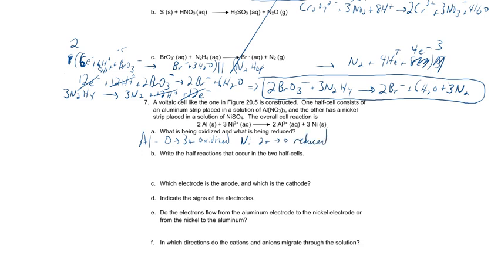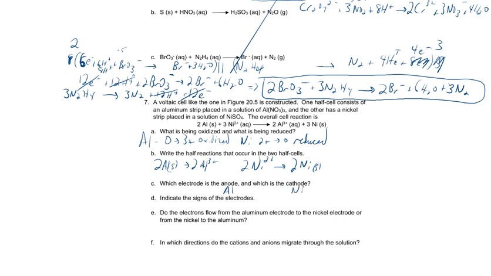Write the half reactions that occur in the two cells. This isn't asking you to balance it. It's just writing aluminum solid becoming aluminum 3 plus, and nickel ion becoming nickel solid. Which is the anode and which is the cathode? The anode is what gets oxidized, so that's the aluminum. The cathode gets reduced, that's the nickel.